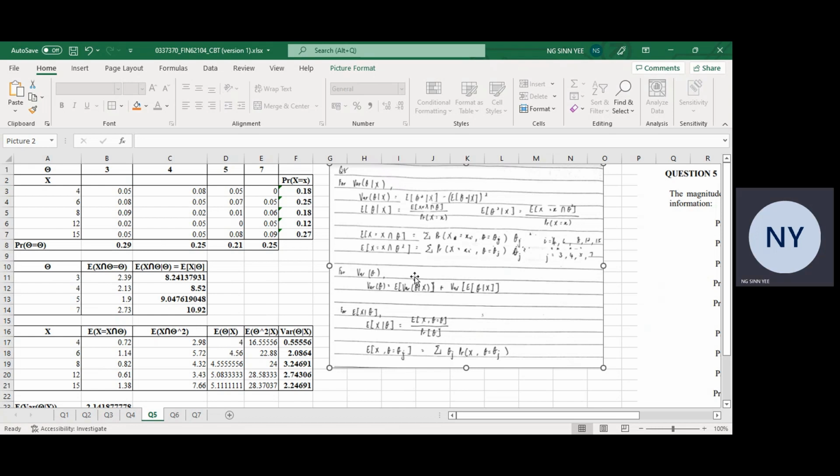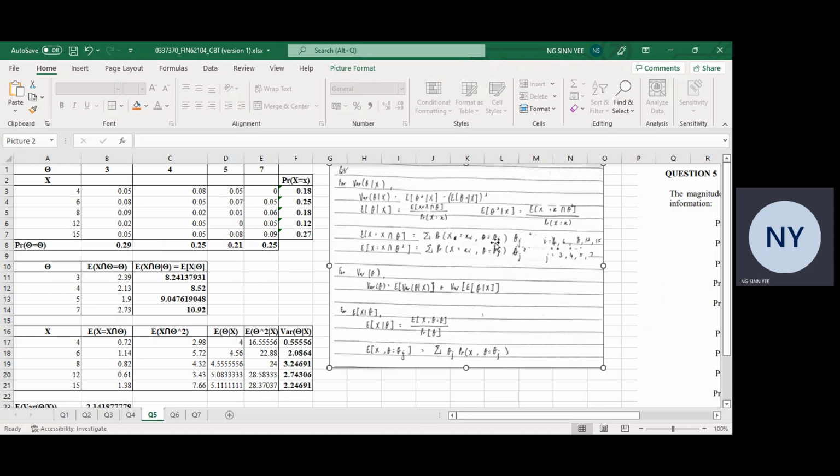For the variance of theta, we will use the conditional variance formula, which comes from the double expectation. The variance of theta equals the expected value of the variance of theta given x, plus the variance of the expected value of theta given x.